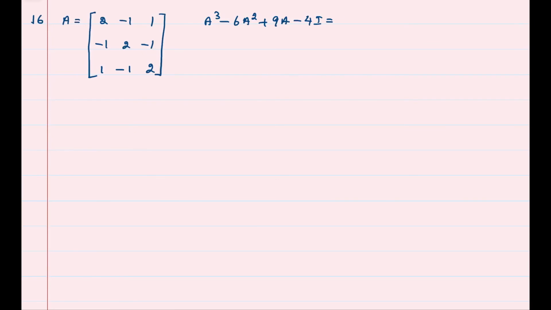Question 16. A matrix is 2 minus 1 1 minus 1 2 minus 1 1 minus 1 2. We have to prove that A cube minus 6A square plus 9A minus 4I is equal to a 0 matrix, and hence find A inverse. We will first find A square, which is A into A.